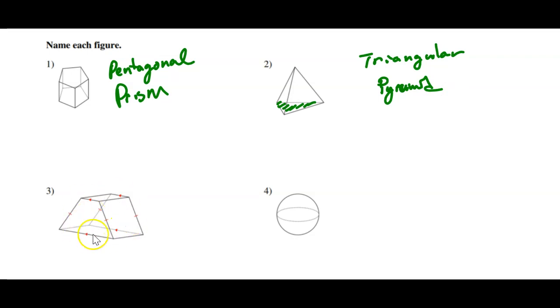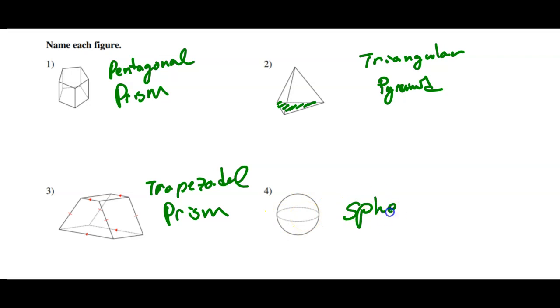And then over here, now notice this one, we've got a trapezoid right here, a trapezoid in the back, and then rectangles being wrapped around here. So this is a trapezoidal prism because the sides are rectangles. This one we haven't talked about, but the technical math definition of it is a sphere. Not a ball, but a sphere.